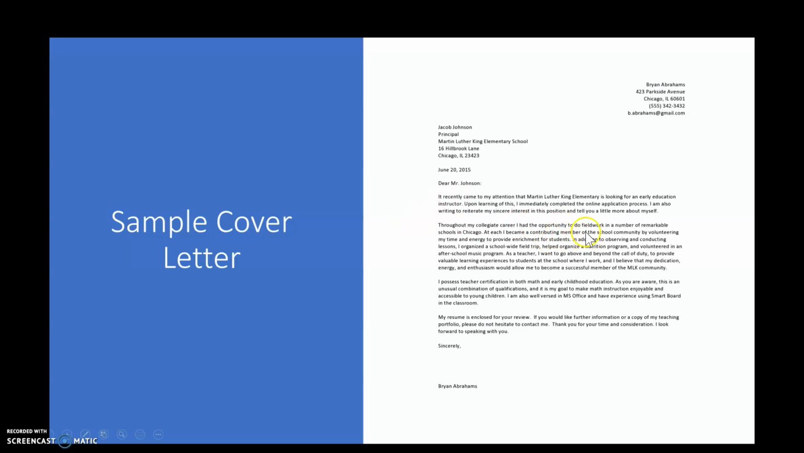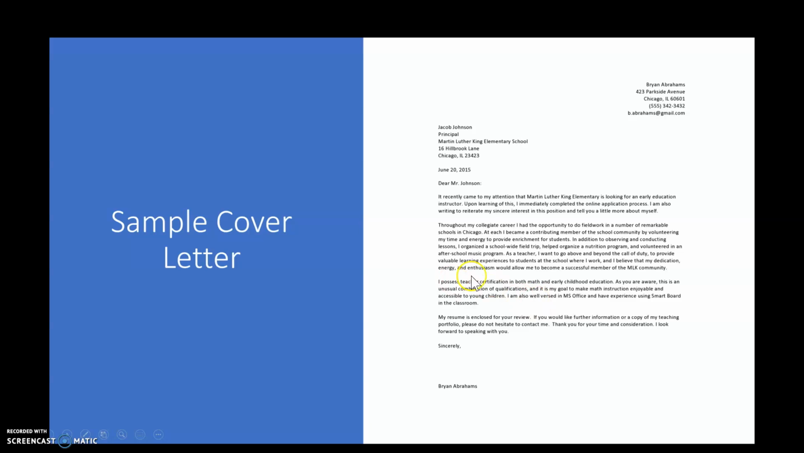Throughout my collegiate career, I had the opportunity to do field work in a number of remarkable schools in Chicago. At each, I became a contributing member of the school community by volunteering my time and energy to provide enrichment to students. In addition to observing and conducting lessons, I organized a school-wide field trip, helped organize a nutrition program, and volunteered in an after-school music program. As a teacher, I want to go above and beyond the call of duty to provide valuable learning experiences to students at the school where I work, and I believe that my dedication, energy, and enthusiasm would allow me to become a successful member of the MLK community. So here he's kind of highlighted the most important things he did and how they would be beneficial to MLK.